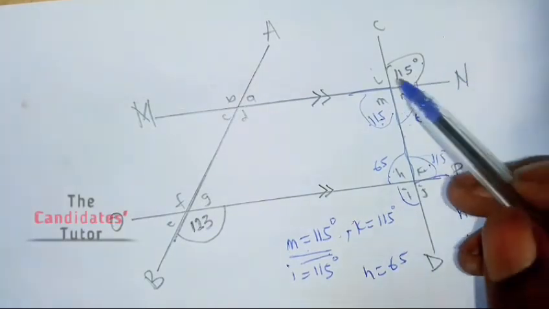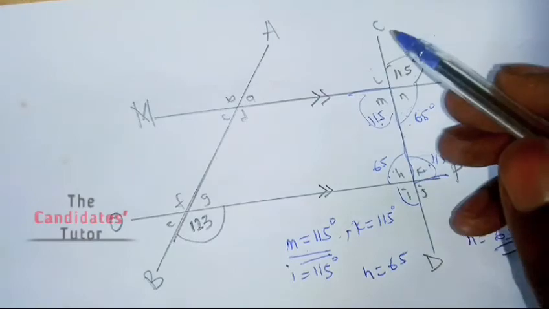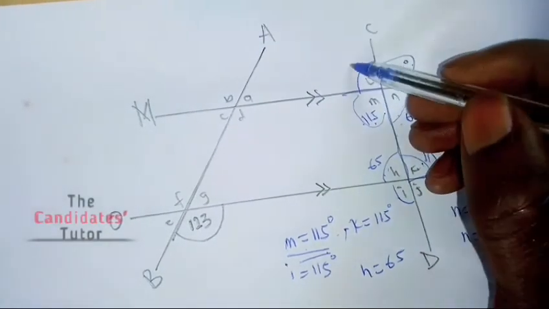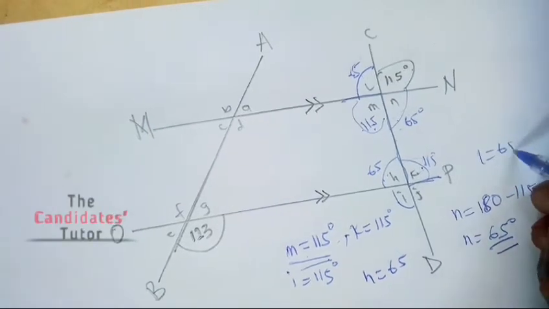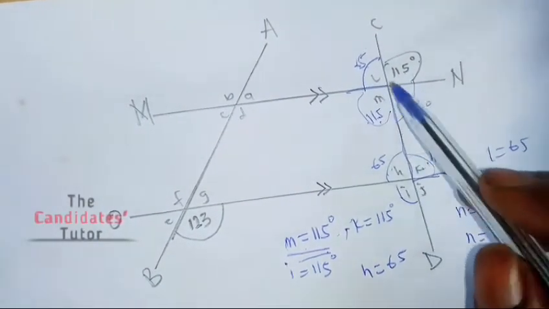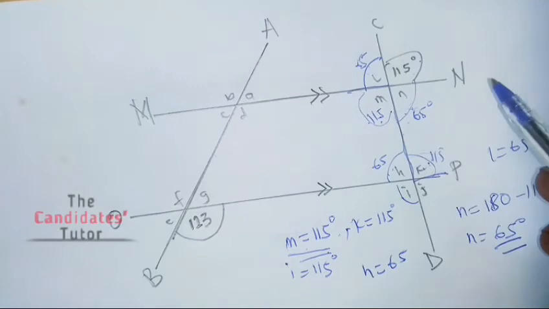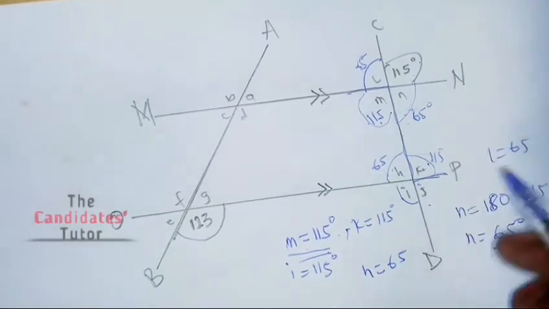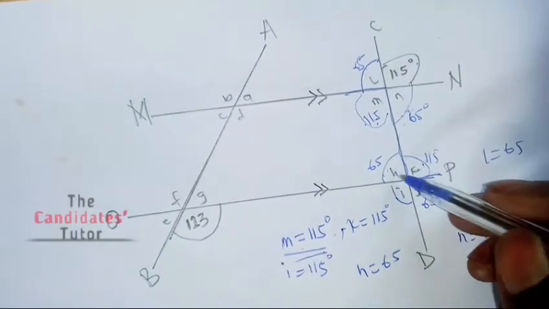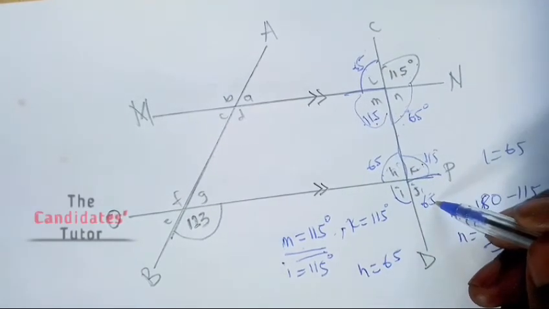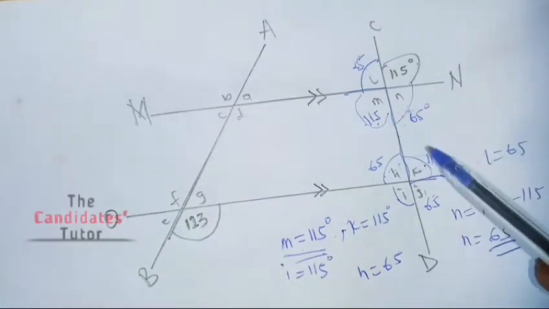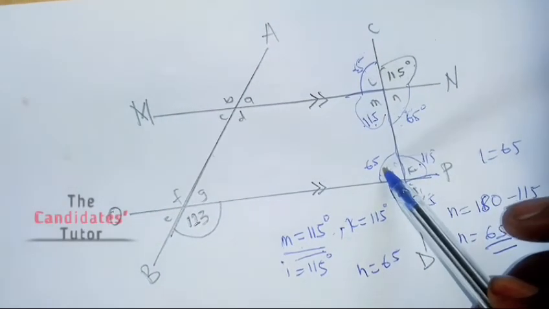Now we are left with only this side. This side is also going to be 65. What property is that? L is also 65 because it is vertically opposite to it. And we're also going to see that J is also going to be 65 because it is vertically opposite to it. This and this alternate, this and this alternate, they are the same.